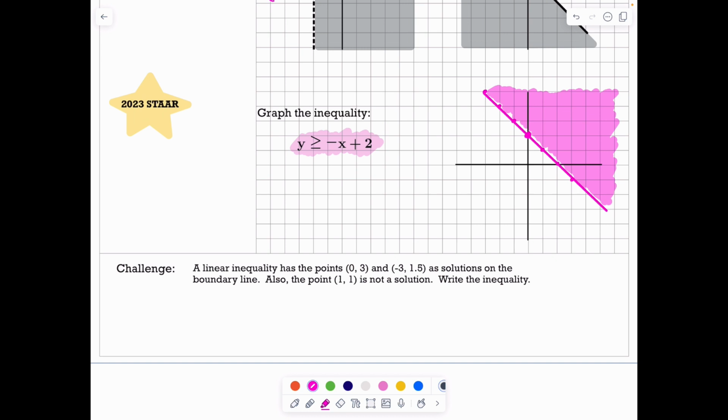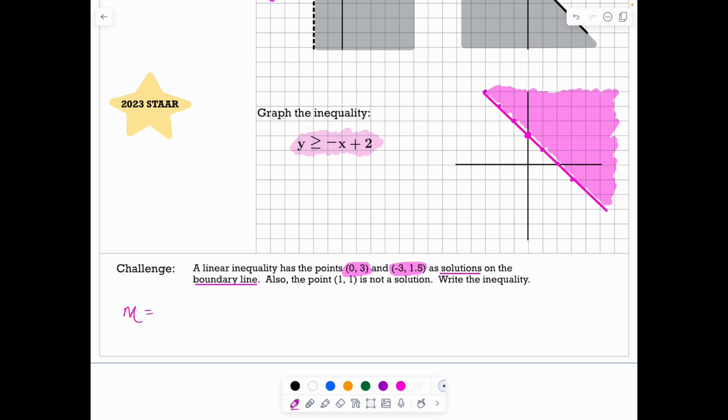Challenge problem. A linear inequality has the points 0, 3 and -3, 1.5 as solutions, oh, that's important, on the boundary line. Okay, that's important too. Also, the point 1, 1 is not a solution. Write the inequality. Okay, so step 1, find that slope.